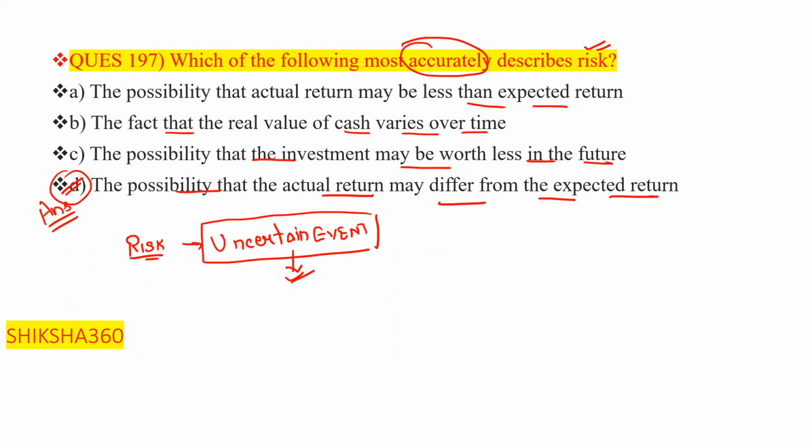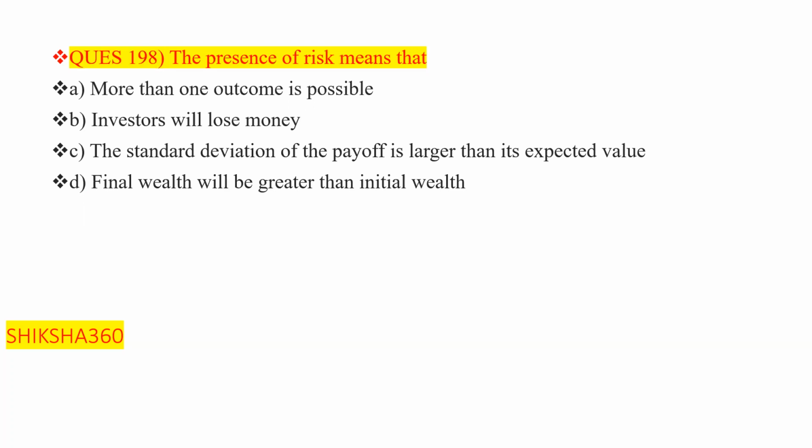So other students please participate also. Question number 198: the presence of risk means that, first option, more than one outcome is possible.